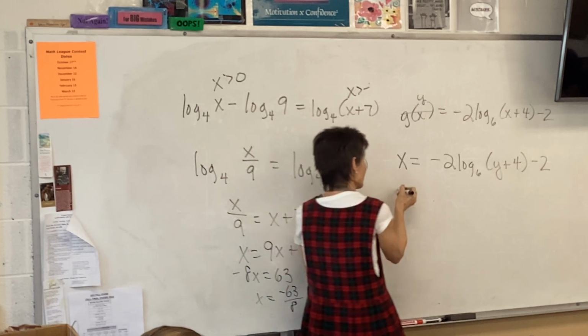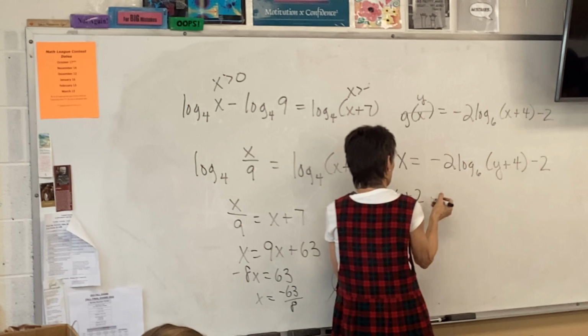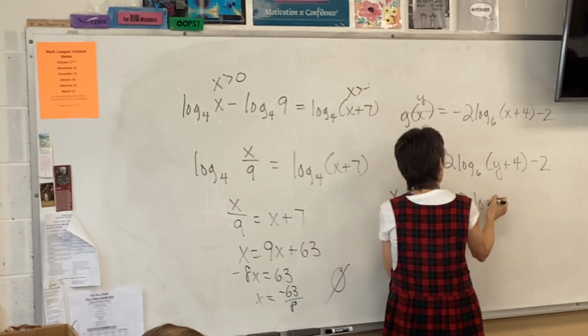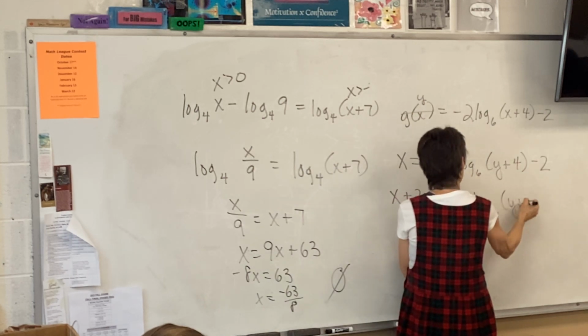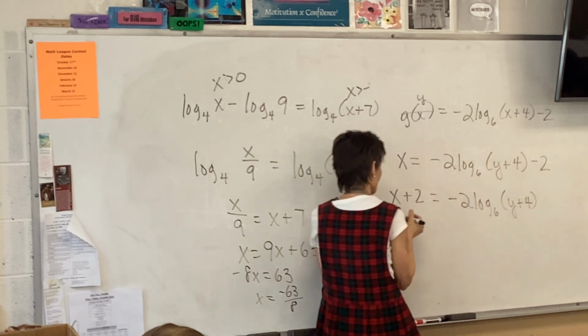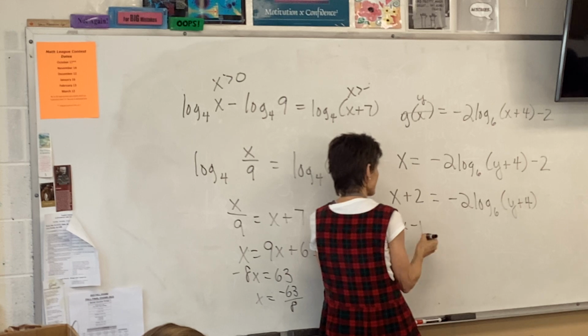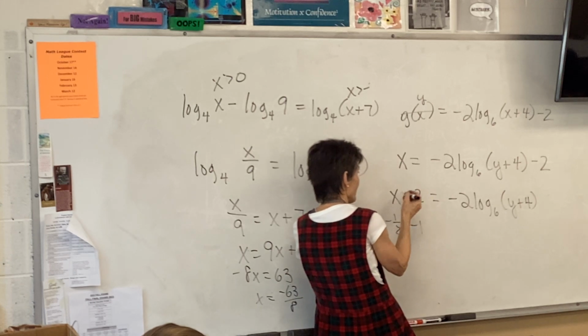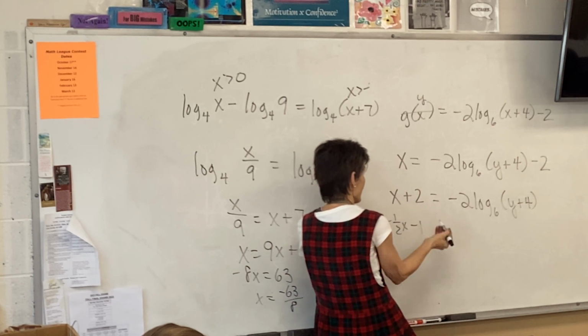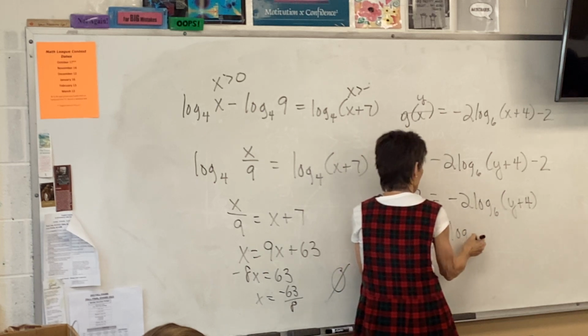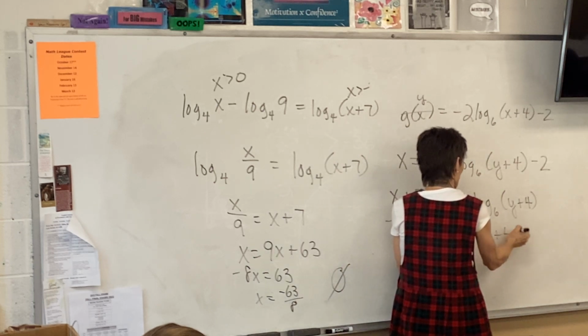Add 2. We gotta solve for y, so we gotta get rid of that 2. And then we'll divide by negative 2. And you can do that individually, like this, or you can do it as one part. X plus 2 over negative 2. It doesn't matter one bit which way you do it.